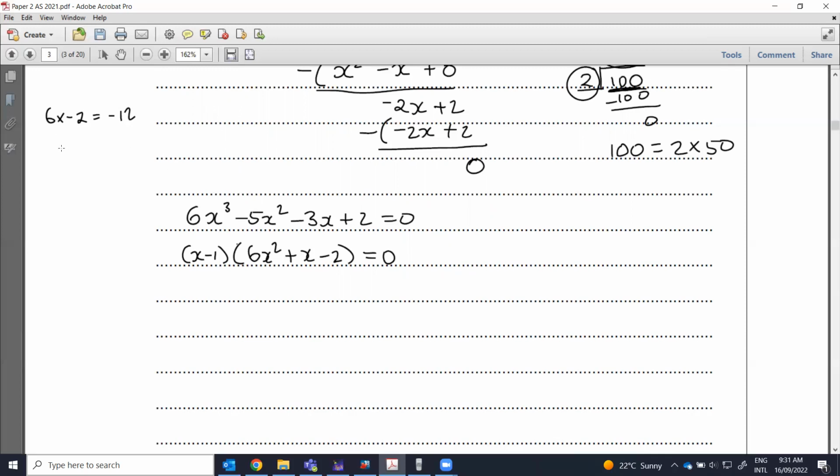So the two numbers, so we say that when we multiply them, the answer is minus 12, and when we add them, the answer is positive 1. So that is 4 and negative 3. So when I multiply 4 and negative 3, I get negative 12, and when I add them, my answer is positive 1. So what we do is this positive 1, we're going to split it into 4x and minus 3x.